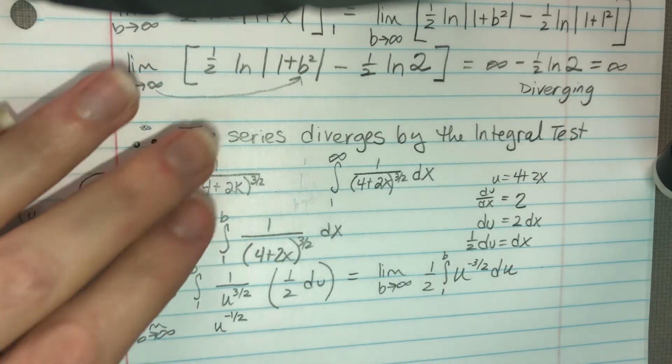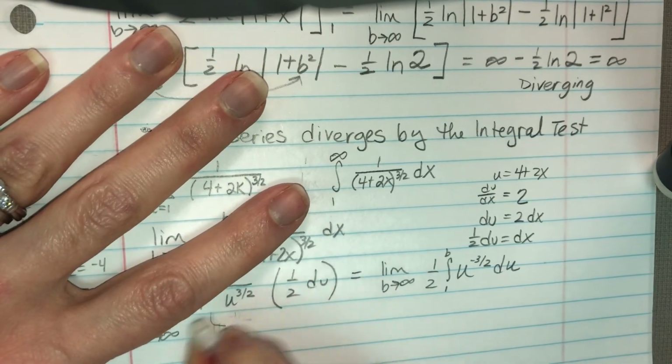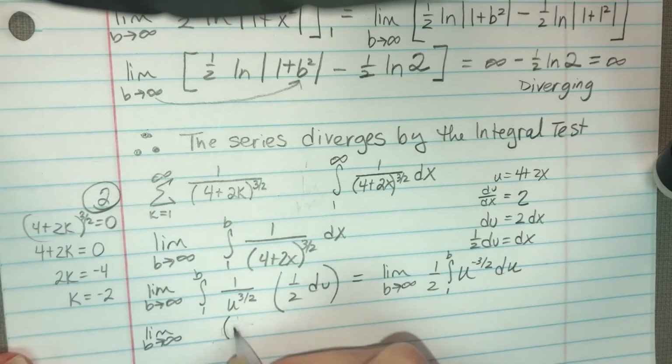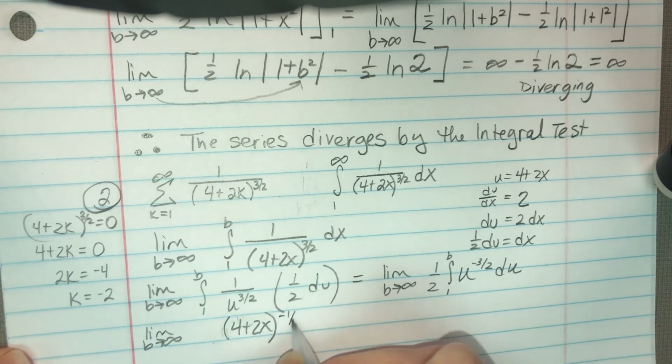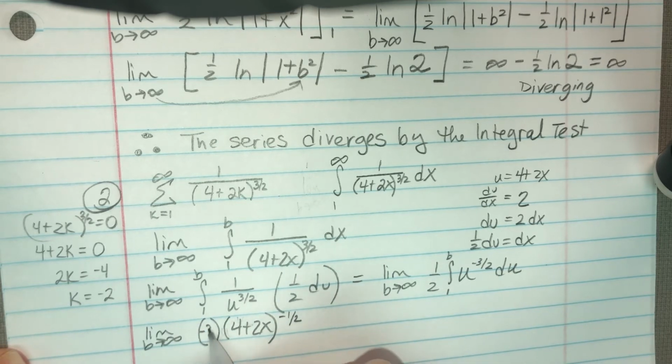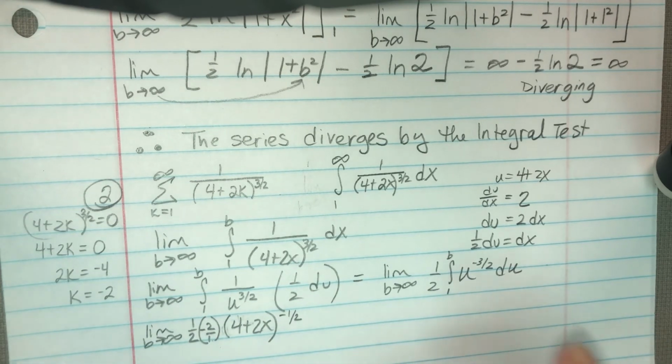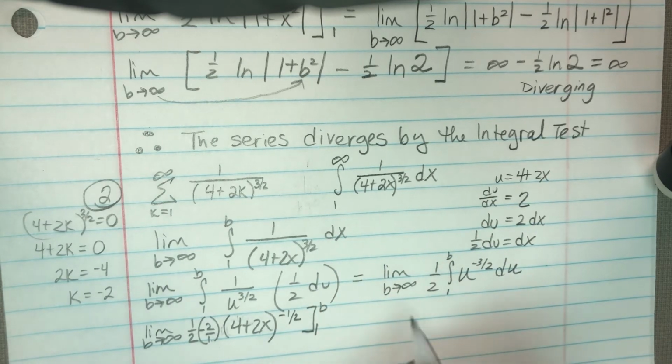Oh, and I don't want to have my answer be in terms of u. I'm going to go back to the 4 plus 2x to the -1/2 power. Then I'm going to multiply that times the reciprocal of my new power, -2 over 1, which multiplies by the 1/2 that I already had in front of my integral. And this will all be evaluated from 1 to b.